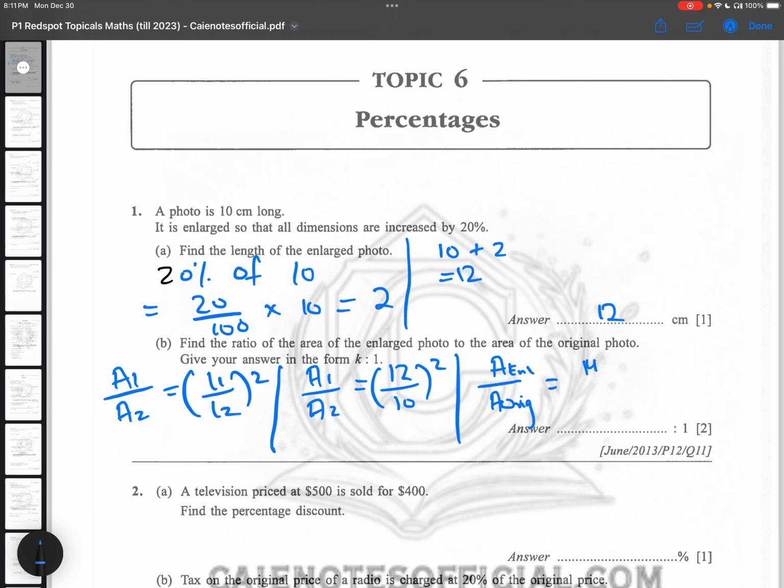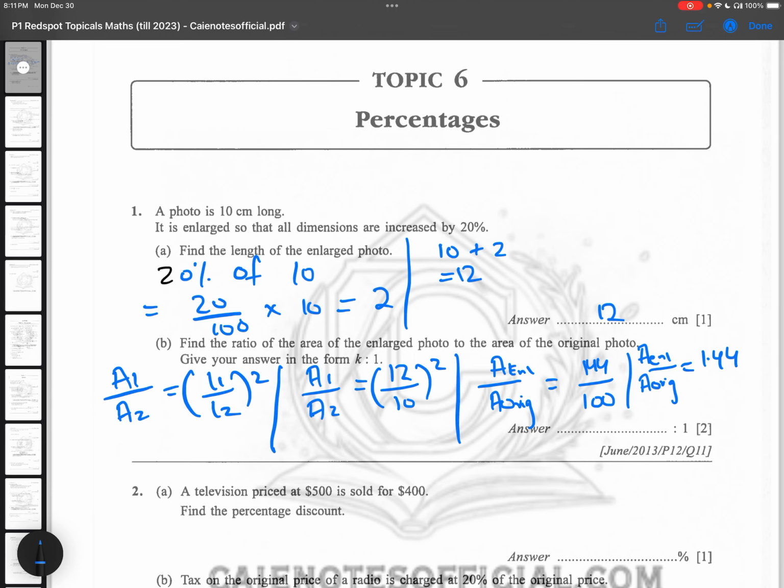This is equal to 144. The square of 12 is 144 and the square of 10 is 100. So A enlarged upon A original is equal to 1.44. So it means the area of the enlarged photo will be 1.44 times more than the area of the original photo.